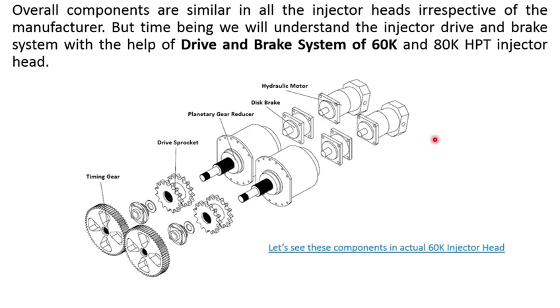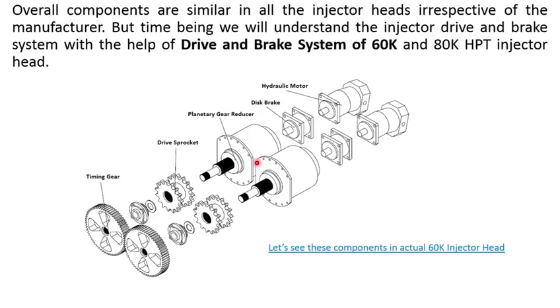The drive and brake system of 60K injector head is shown over here. As we can see, the main components include a pair of hydraulic motors, pair of disc brakes, pair of planetary gear reducer, pair of drive sprockets and a pair of timing gear. The hydraulic motor generates rotational energy by converting the hydraulic energy of hydraulic oil. This rotational energy is shifted to the planetary gear reducer assembly via drive shaft.